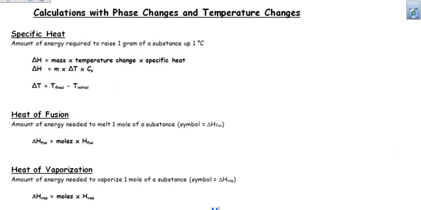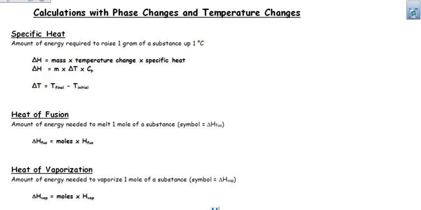Now we want to look at quantifying those different sections of the graph, how much energy is being added at each section of the graph. To calculate energy changes in association with a phase change or a temperature change, there are three equations we'll look at. They're all really easy, they're plug and chug. I'll give you these equations for any test or quiz. The first one is on specific heat.